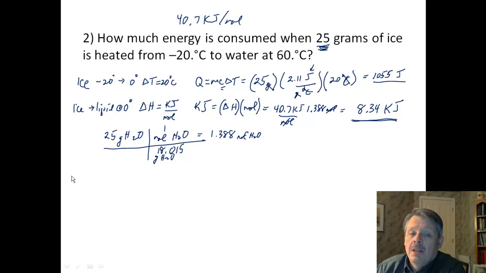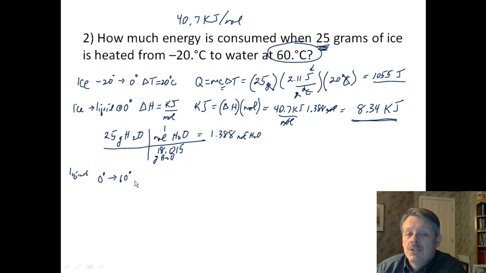And now my last one is going to be my liquid water. It says it's going up to 60 degrees Celsius. So it's going from 0 degrees Celsius up through 60 degrees Celsius.